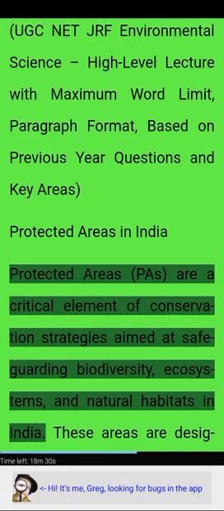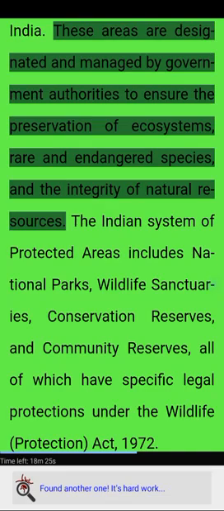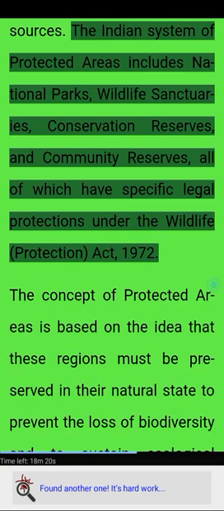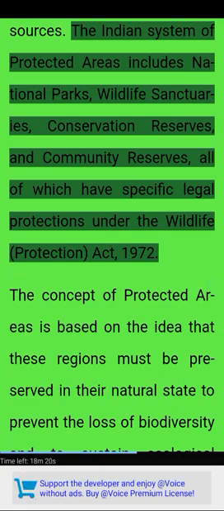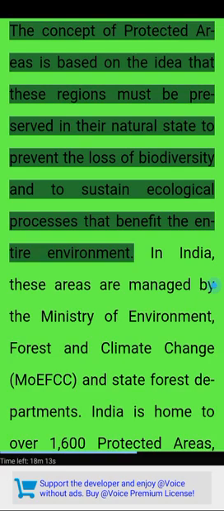Protected areas in India. Protected areas are a critical element of conservation strategies aimed at safeguarding biodiversity, ecosystems, and natural habitats in India. These areas are designated and managed by government authorities to ensure the preservation of ecosystems, rare and endangered species, and the integrity of natural resources. The Indian system of protected areas includes national parks, wildlife sanctuaries, conservation reserves, and community reserves, all of which have specific legal protections under the Wildlife Protection Act, 1972.